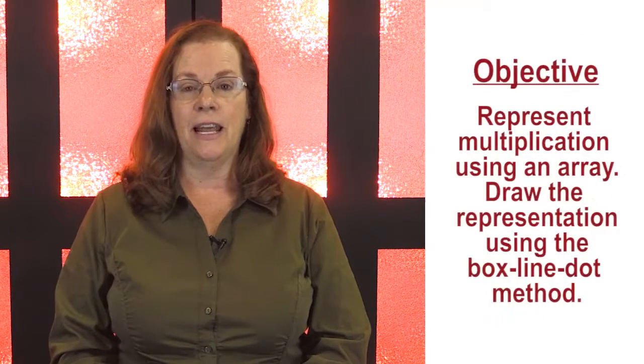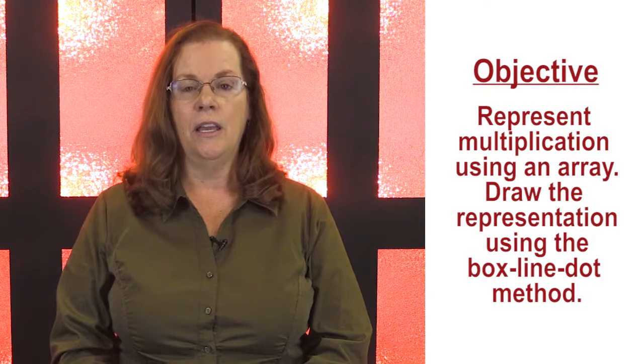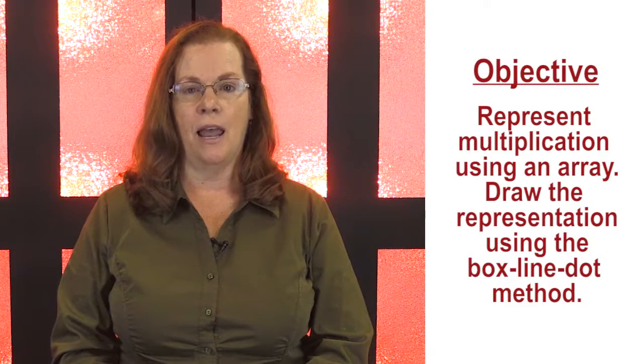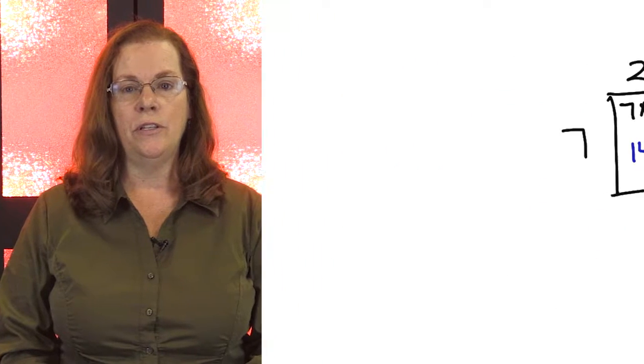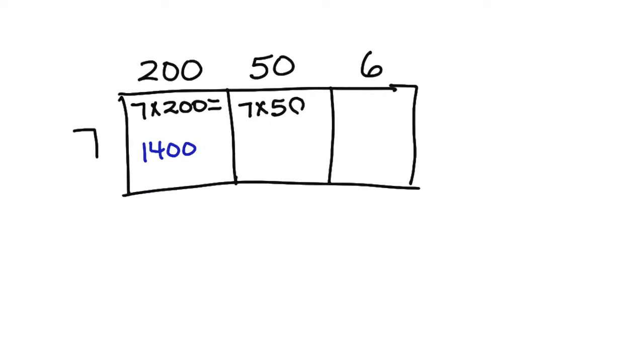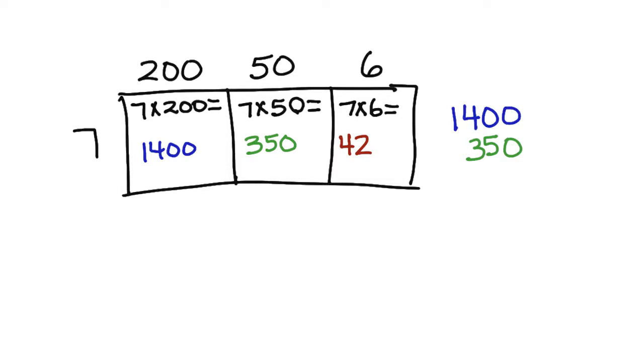The objective of this lesson is to represent multiplication using an array and to draw the representation using the box, line, dot method. Prior to this lesson, students have practiced representing multiplication using arrays and open area models. These models help students visualize how a multiplication problem can be broken down into its parts using the distributive property. The goal is to move students from conceptual to more efficient methods of how multiplication works.